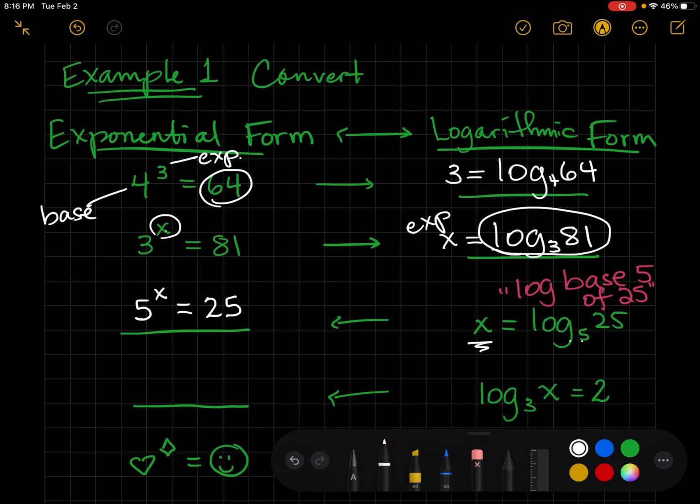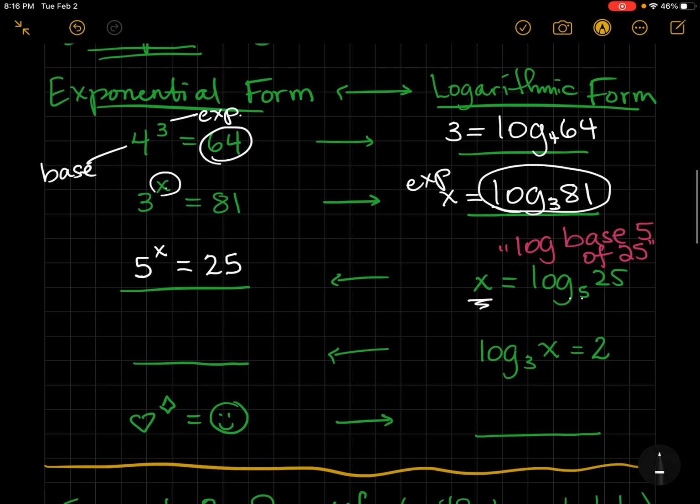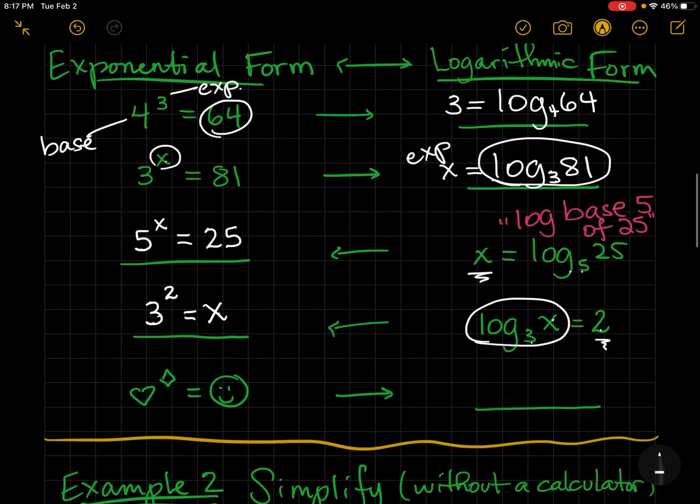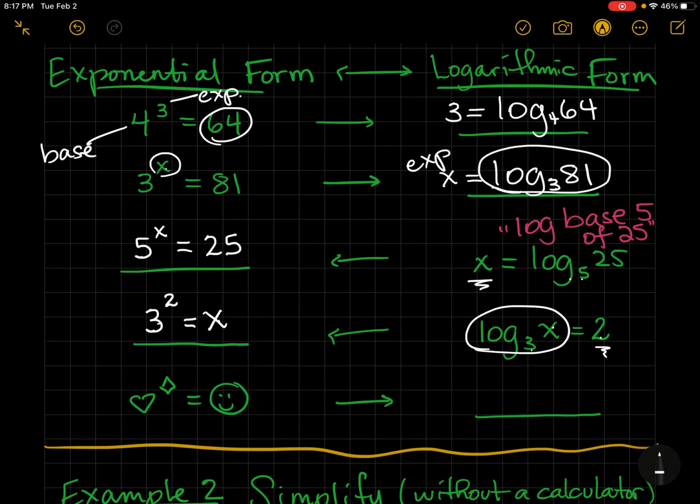Okay, let's go ahead and do the next one. The log equals the exponent. So I want to make sure you see that the base is 3, the exponent is 2, equals x. So look here, x equals 3 squared, which is 9. So log base 3 of 9 is 2. You're going to start seeing what's going on in a moment. But let's see if you know where all the pieces go.